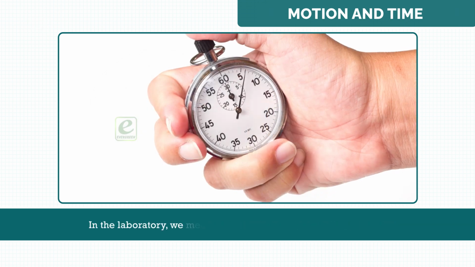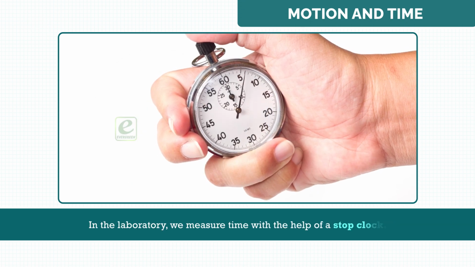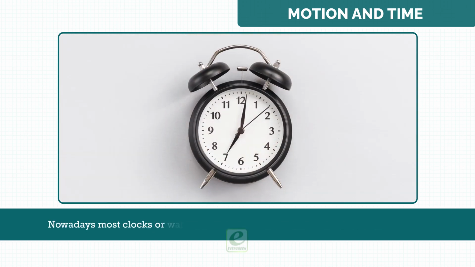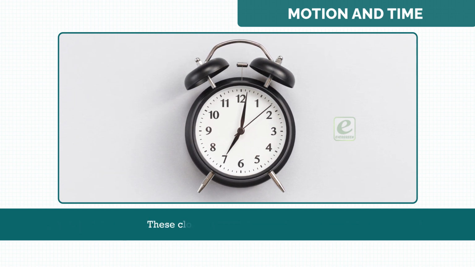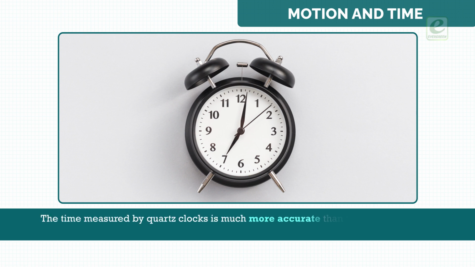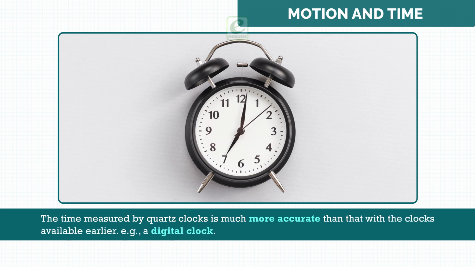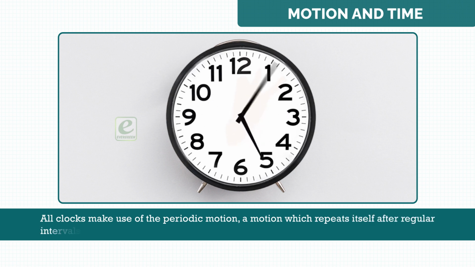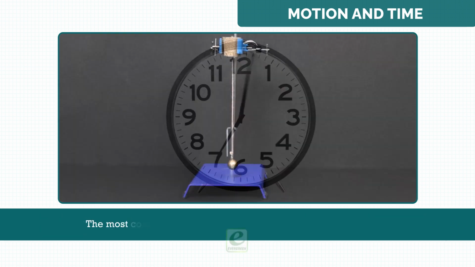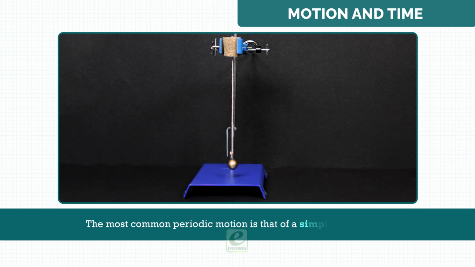In the laboratory, we measure time with the help of a stop clock. Nowadays, most clocks or watches have an electric circuit with one or more cells. These clocks are called quartz clocks. The time measured by quartz clocks is much more accurate than that with the clocks available earlier, that is, a digital clock. All clocks make use of the periodic motion, a motion which repeats itself after regular intervals of time. The most common periodic motion is that of a simple pendulum.